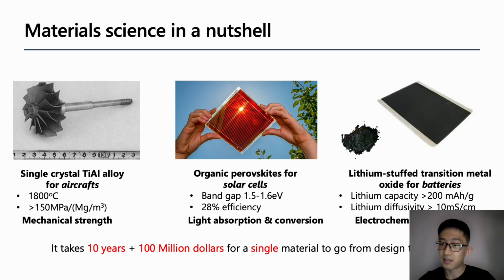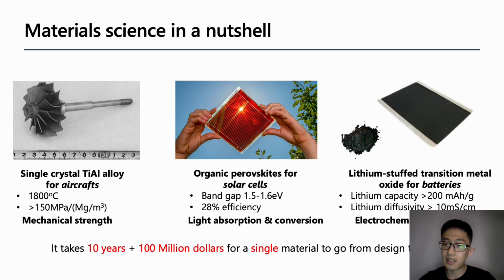In the middle, this is organic perovskite material for solar cells. For this material, we want it to absorb light as much as possible and to convert the energy from the photon to electrons with efficiency as high as possible. So below are the numbers that are required for this material to be commercialized, to be really useful. So on the right-hand side is the lithium transition metal oxides. So these materials are used in batteries as electrodes to store energy. So for these materials, we want them to hold as many lithium ions as possible, and want the lithium ions to move in them as fast as possible. So a good cathode material has these properties listed here.